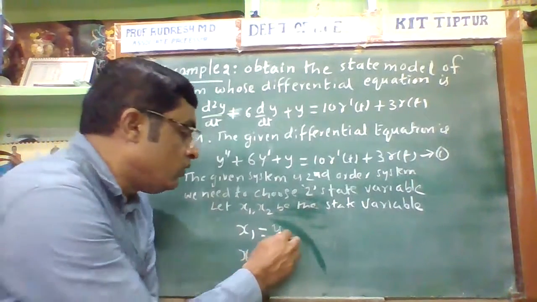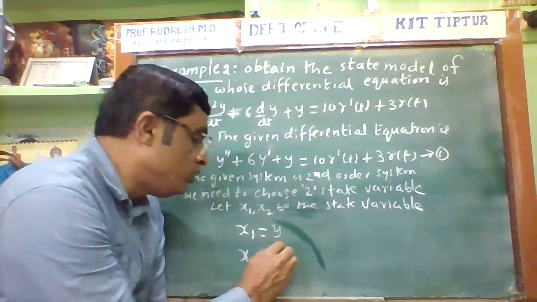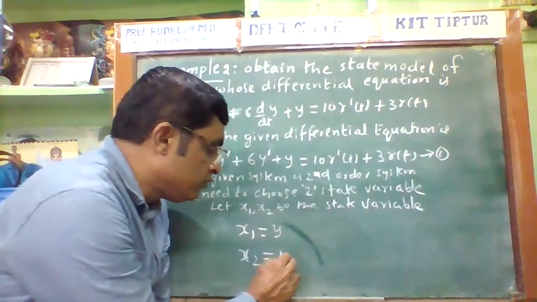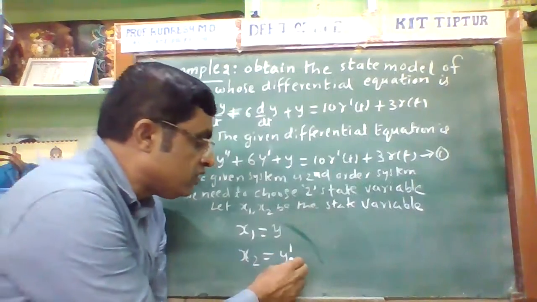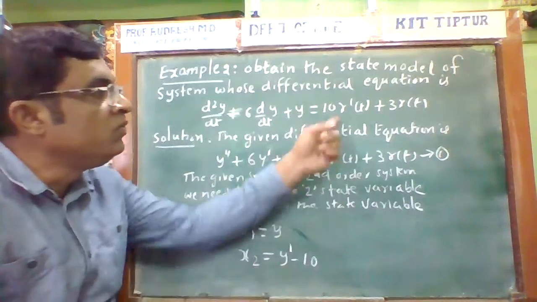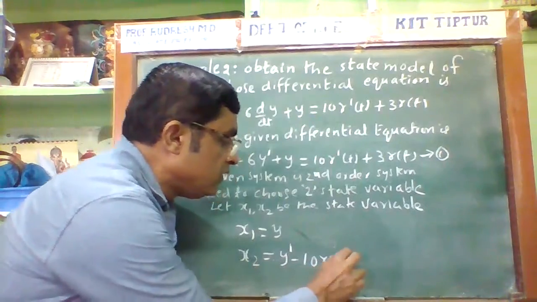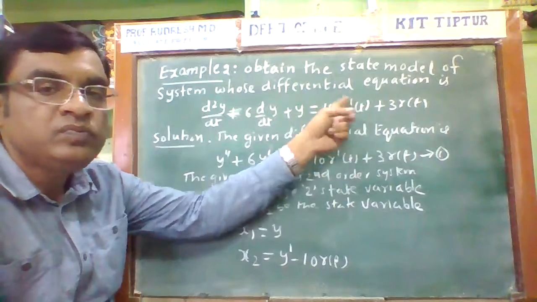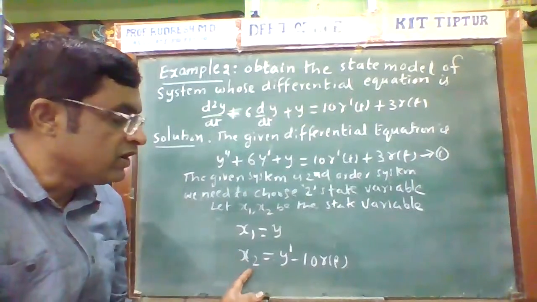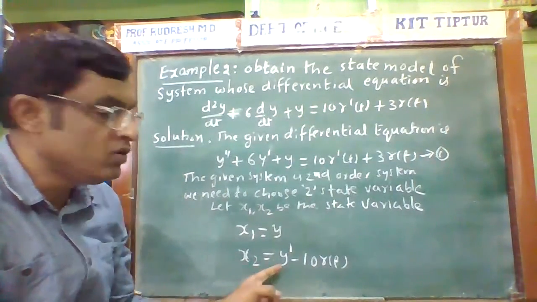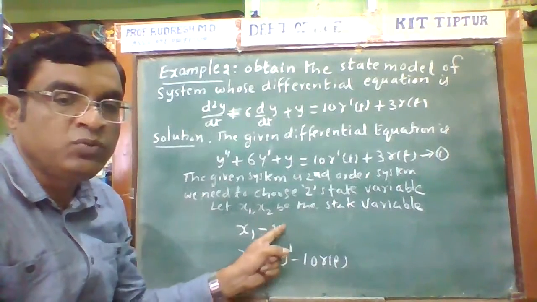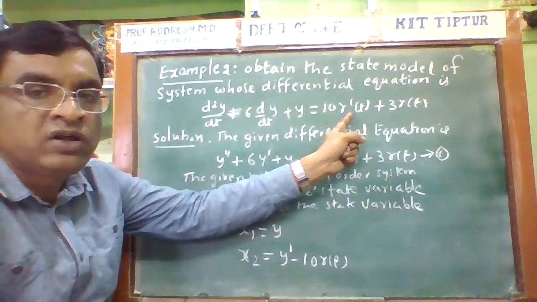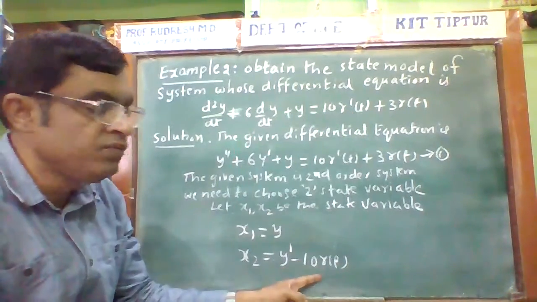The first state variable x1 is equal to the output of the system. The second state variable x2 is equal to the first derivative of the output of the system minus 10 into r of t. Here there is an r dash of t, that we need to subtract, so I have written 10 into r of t.